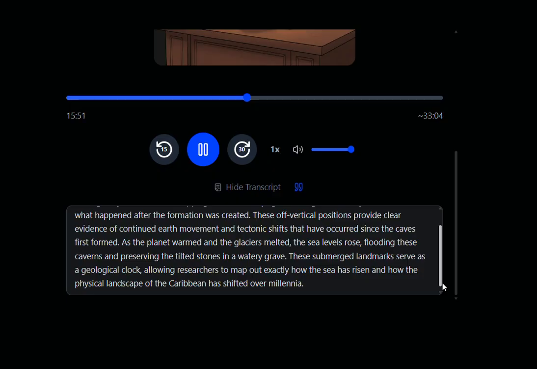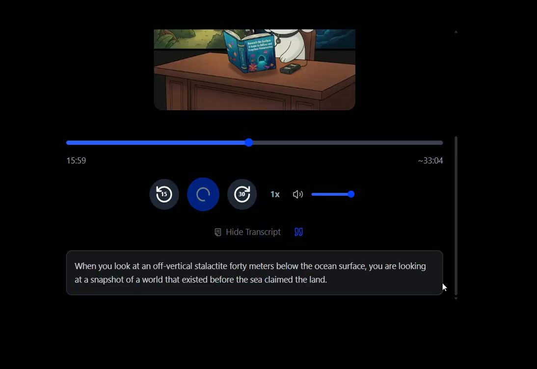These submerged landmarks serve as a geological clock, allowing researchers to map out exactly how the sea has risen and how the physical landscape of the Caribbean has shifted over millennia.